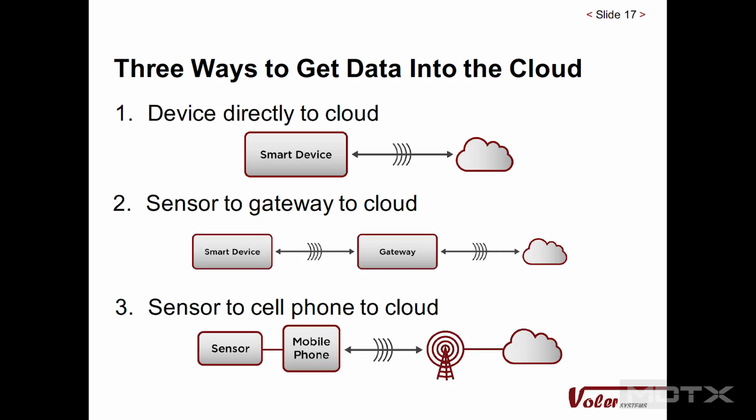The next choice is send that data to a gateway. This is the way Wi-Fi works. It goes to a gateway that then connects to the internet. Wi-Fi is lower power, but still moderate.